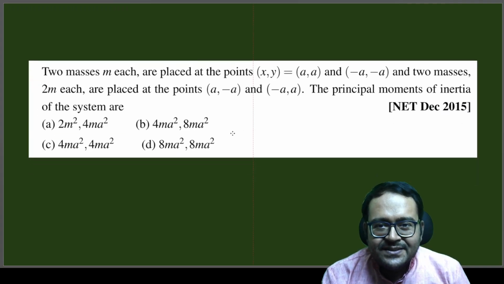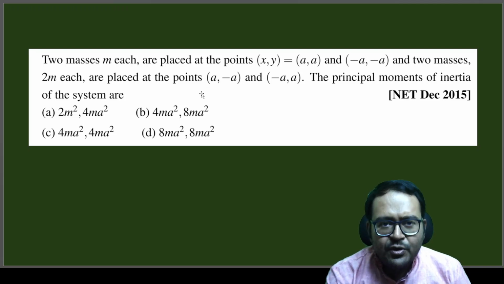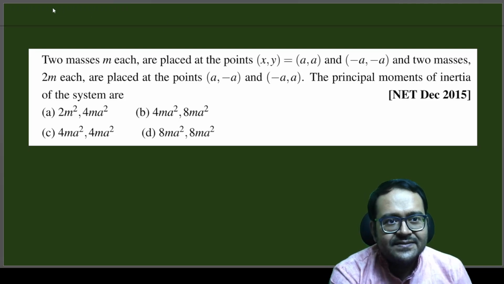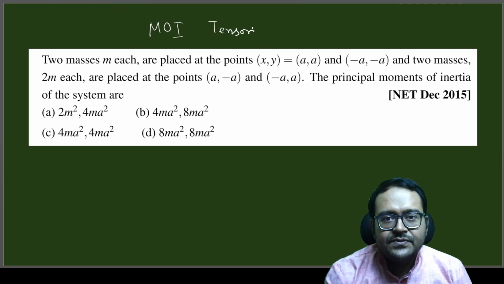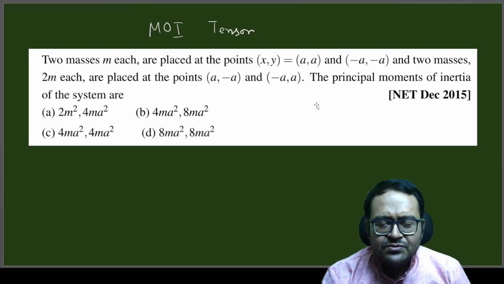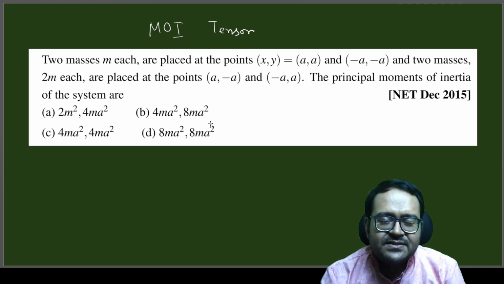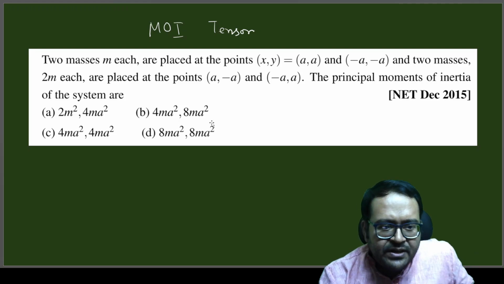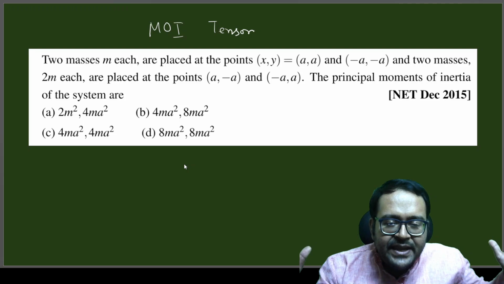Okay. This is moment of inertia tensor calculation problem. Sometimes they ask MOI tensor. So this you need to learn. These are point masses, so it will be easy to calculate. Sometimes continuous masses can also be asked, but never ever in CSIR NET they ask you something which is very big calculation type of problems.